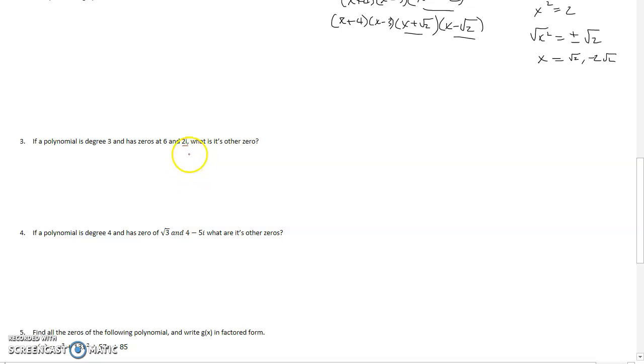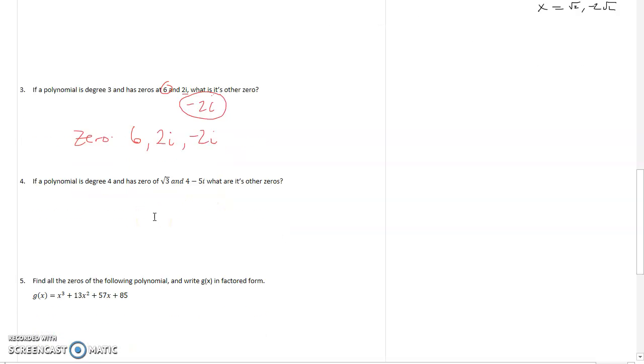like 2i, then you know there's also going to be another zero at negative 2i. Having a zero of 6 doesn't necessarily mean that negative 6 is going to be a zero, but since we know that 2i is one of the zeros, negative 2i will also need to be a zero. So the zeros of this polynomial, if it's degree 3, are going to be 6, 2i, and negative 2i. That's because the complex ones come in pairs.